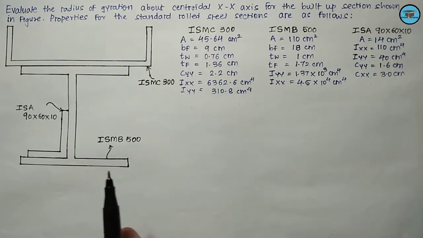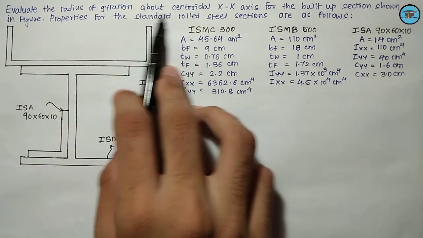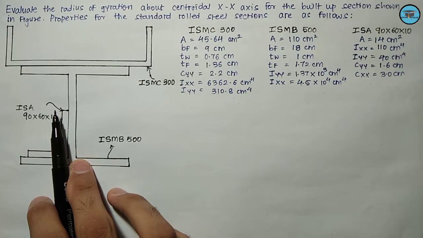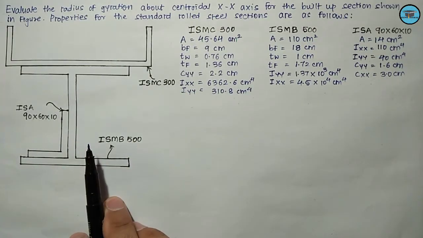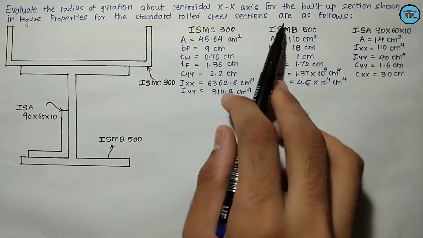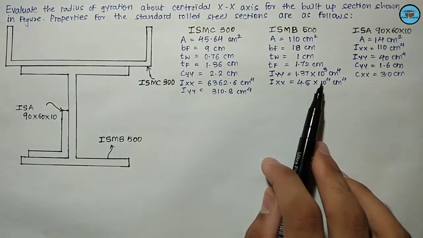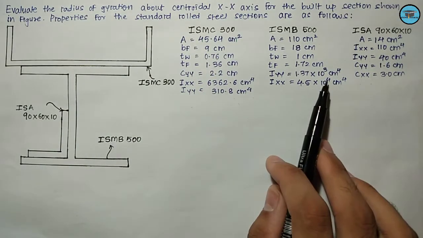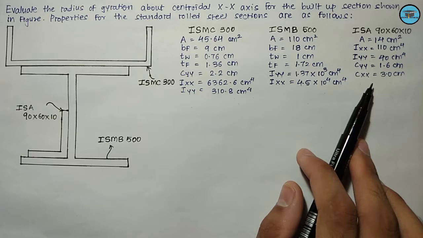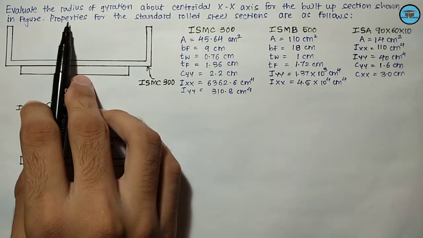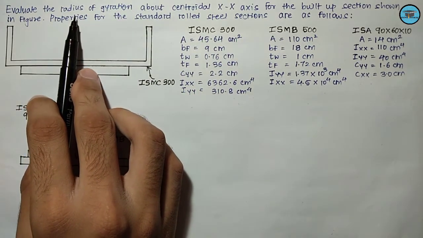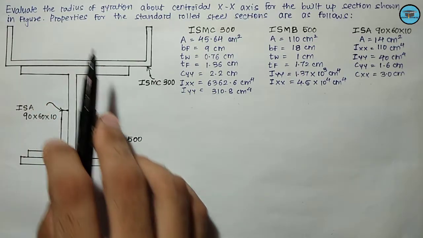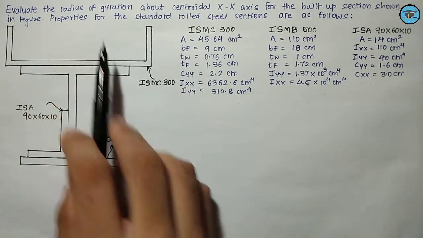Here we have been asked to determine the radius of gyration about the centroidal x-axis for this built-up section. The properties of the standard rolled steel sections have been mentioned here. We will be utilizing these for determining the moment of inertia first, and afterwards, by using the relation between the moment of inertia and the radius of gyration, we will determine the radius of gyration.